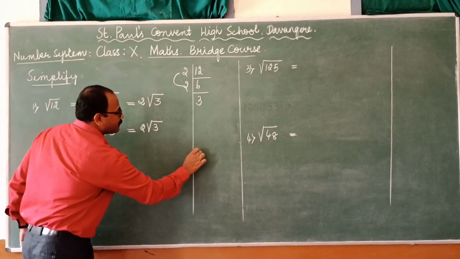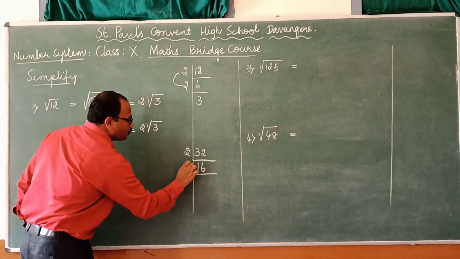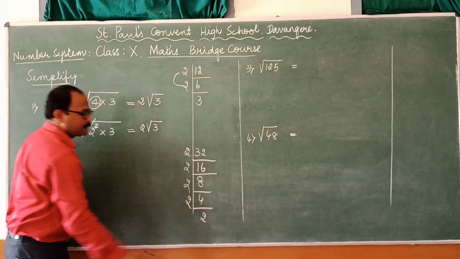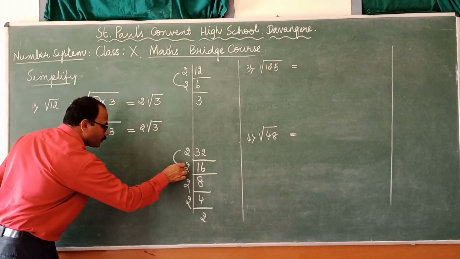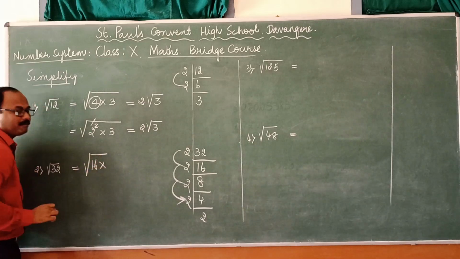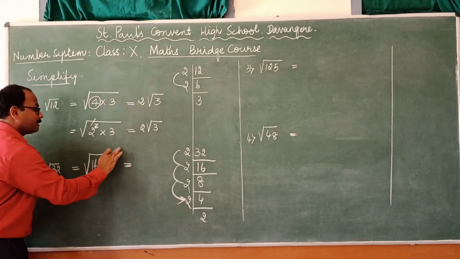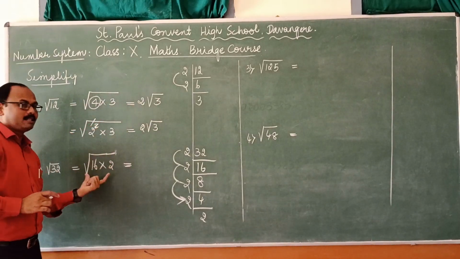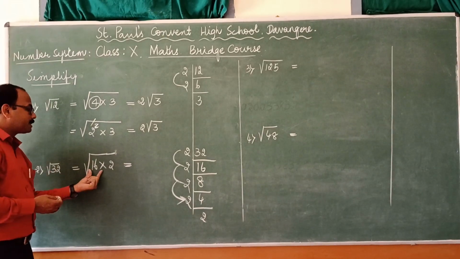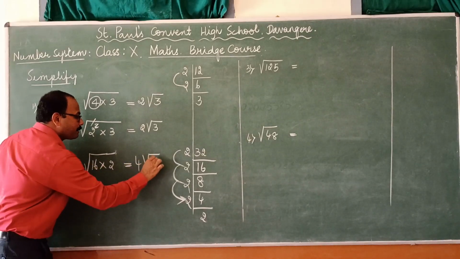Similarly, 32, prime factorization: by 2, 16 times, children. Again by 2, 8 times. Again by 2, 4 times. Again by 2, 2 times. 2 twos are 4, 4 twos are 8, 8 twos are 16. Let me stop here because 16 is a square number. Therefore, I have stopped that. 16 into 2. The reason that I have given you the square numbers previously is this. If you know the square numbers, definitely you will be in a position to say 32 can be written as 16 into 2, where 16 is a square number. Root 16 is 4, the remaining becomes 2.